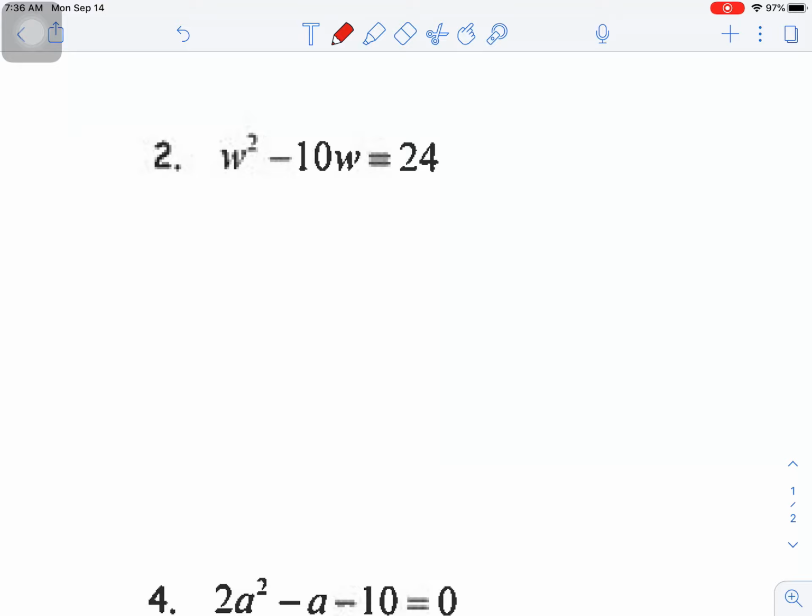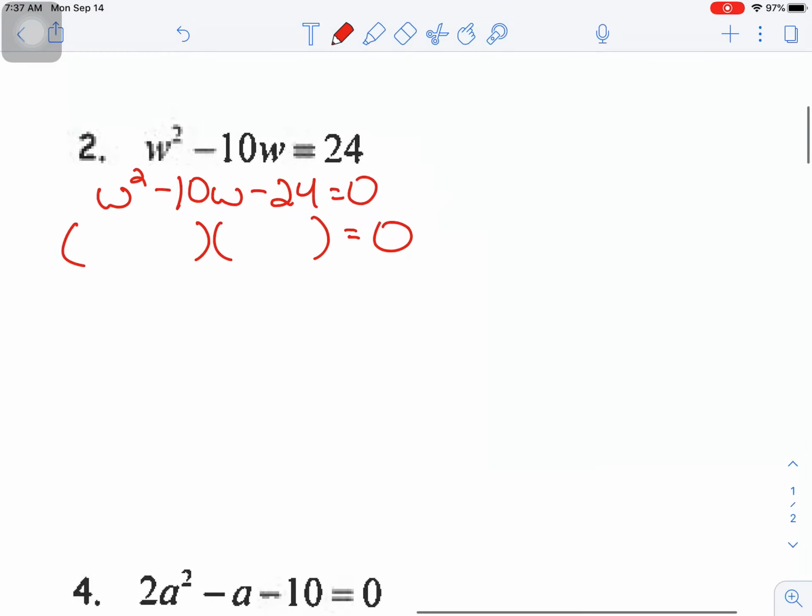The big thing with problem number 2 is this is not written in standard form. And since it's not written in standard form, I want to write it in standard form. So this is going to be w squared minus 10w minus 24 equals 0. Now that it's in standard form, I want to see if I can factor it. Factoring in this case is going to require multiplying to negative 24 and adding up to negative 10.